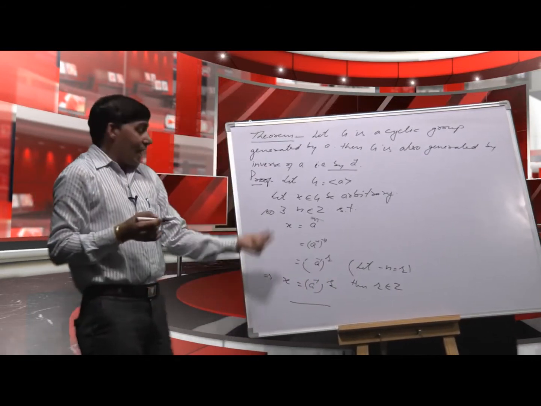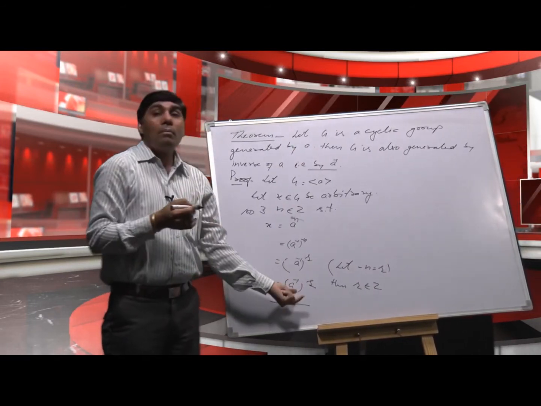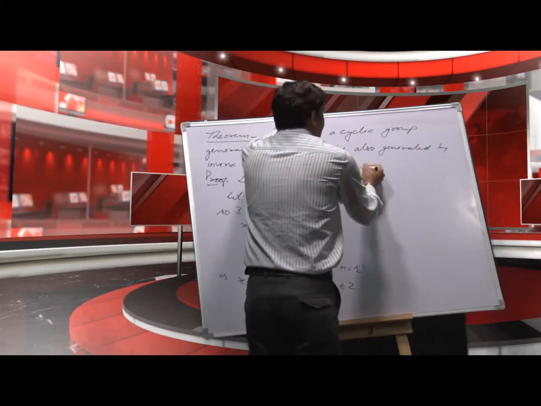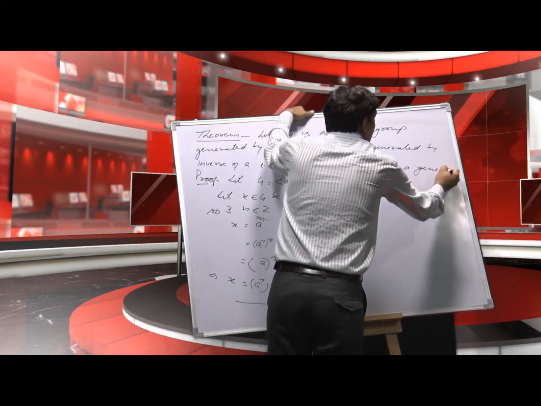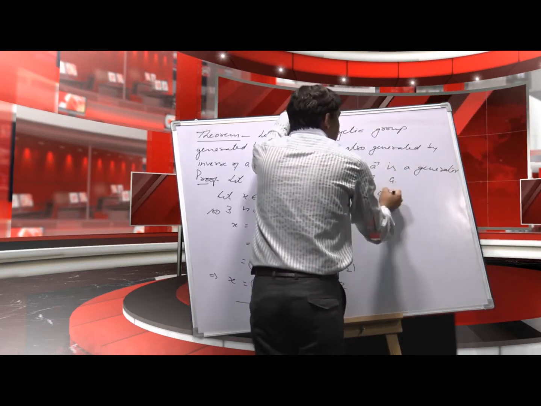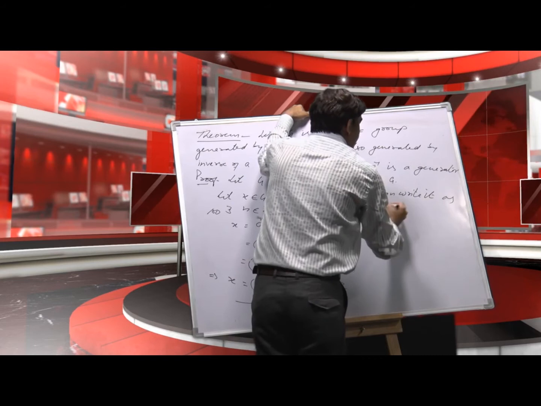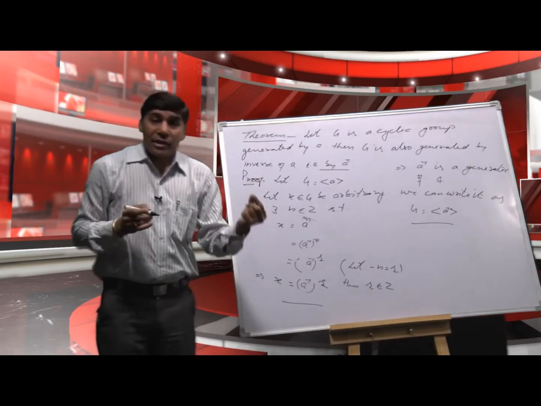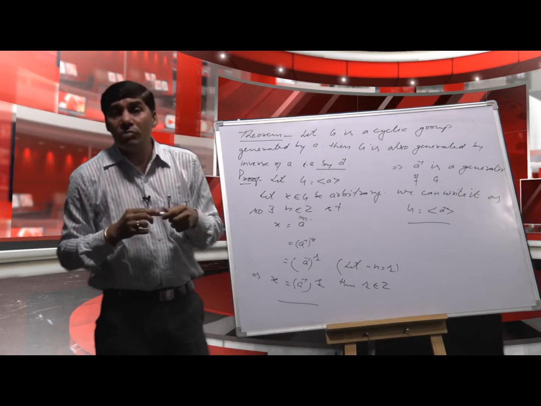x is arbitrary, an element of G, and x can be written as a power of a inverse. That means a inverse becomes a generator. This implies a inverse is a generator of G. We can write it as G is equal to the group generated by a inverse. So if cyclic group G is generated by a, then it is also generated by its inverse.